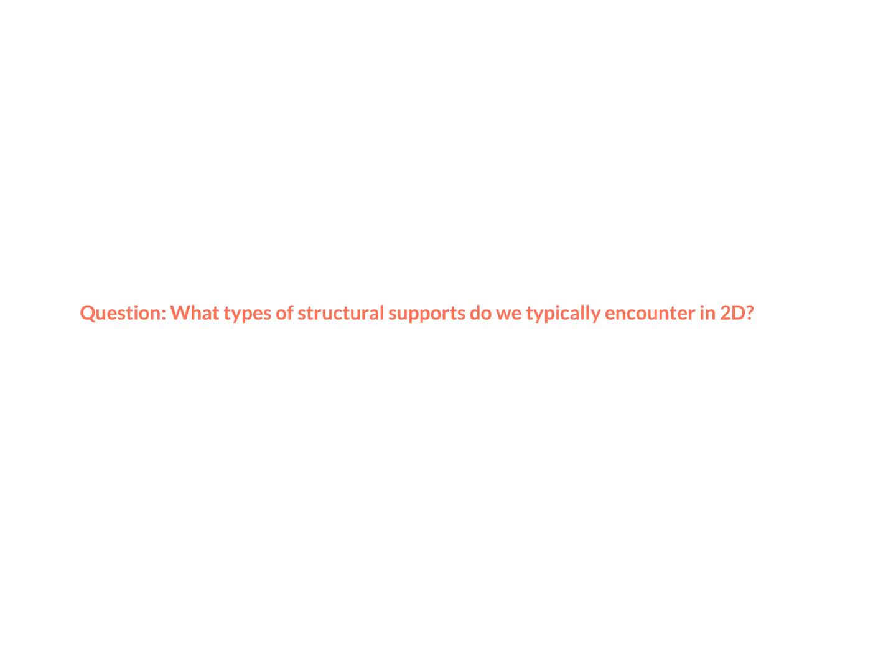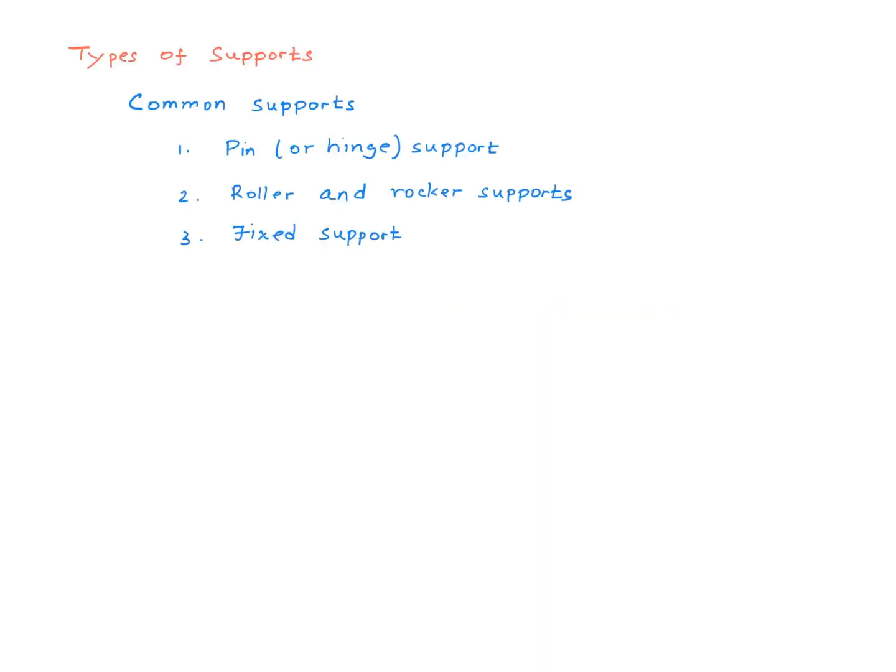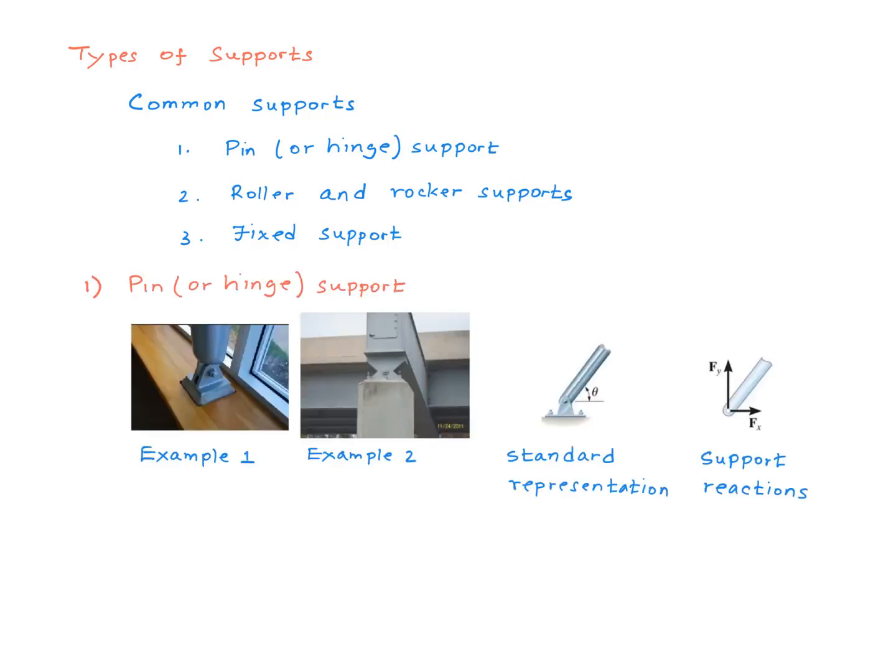The question that I have is, what types of structural supports do we typically encounter in 2D? There are various support types out there, and there are three common ones. These are the pin or hinge support, the roller and rocker supports, and fixed support. Here are two examples of a pin support.